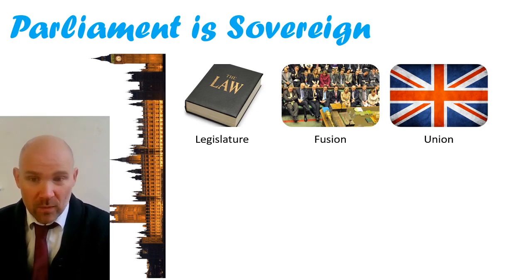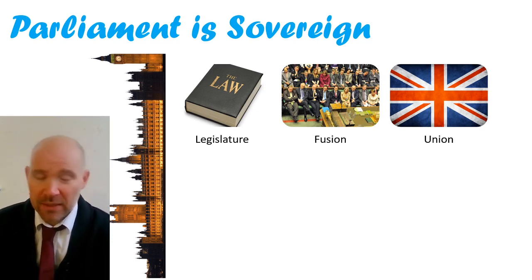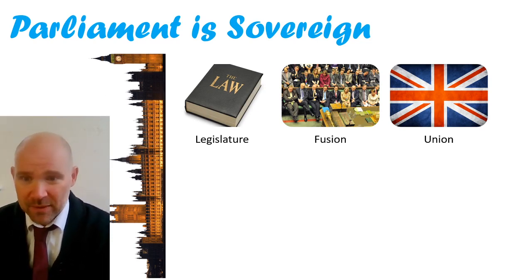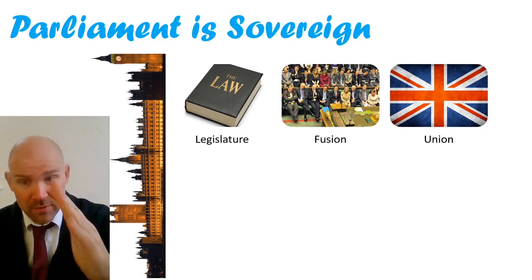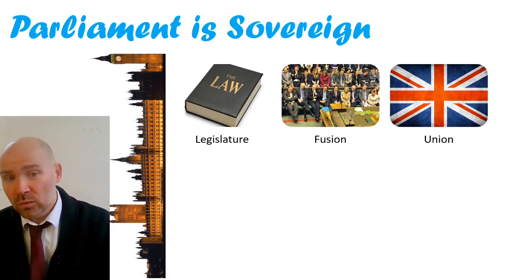The Parliament at Westminster is the sovereign Parliament for the whole of the Union. We do have a Scottish Parliament and a Welsh Assembly and a Northern Irish Assembly and a London Assembly and various other mayors, but Parliament is sovereign to them all. Parliament is superior to them all. Parliament can overrule them all.